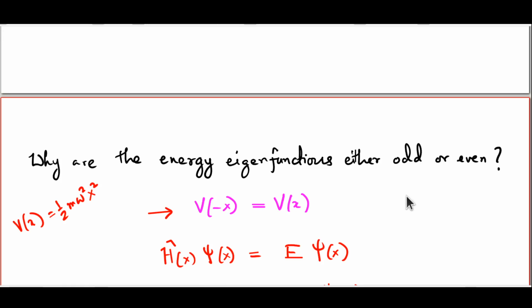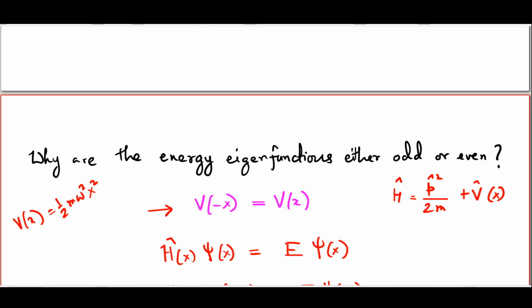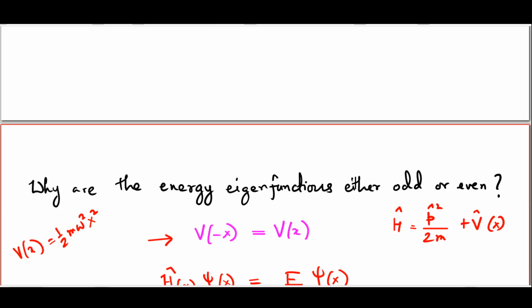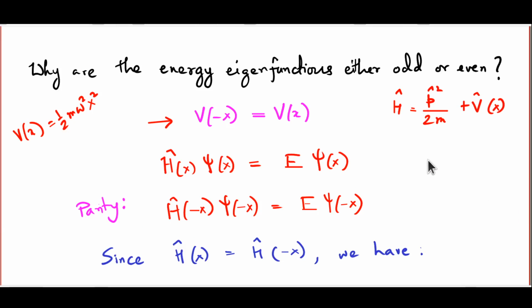Now the Hamiltonian, of course, has two pieces. It has the kinetic energy p squared by twice m. In addition, it has the operator corresponding to the potential energy. And p in the position representation, the one we are using right now, of course, is h cross by i d/dx. Now when x changes to minus x, the derivative of course also changes sign. That's the simple chain rule.